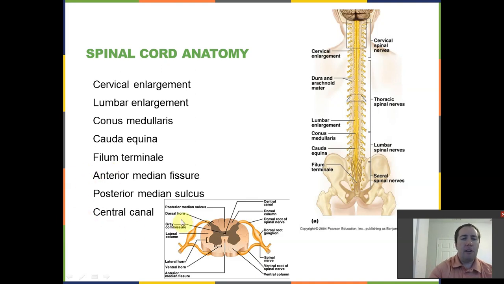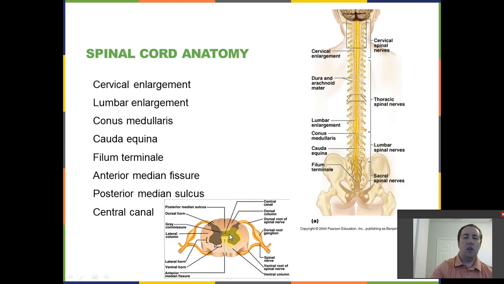The last three terms here refer to regions on a cross-section of the spinal cord. So that's this other diagram down here. Now, we're going to talk about these other things on here, but right now, we're just going to focus on three of them. And I use these three things as kind of my bearings to figure out where am I looking.